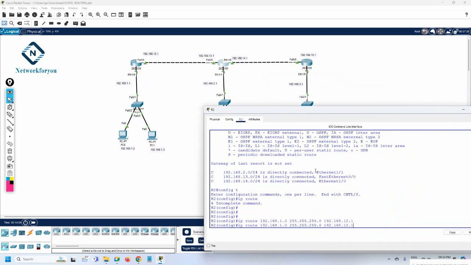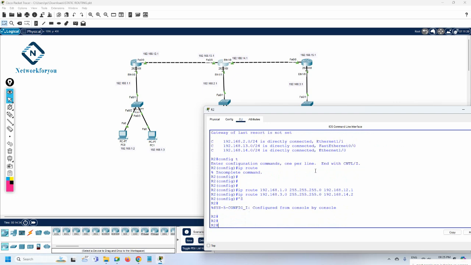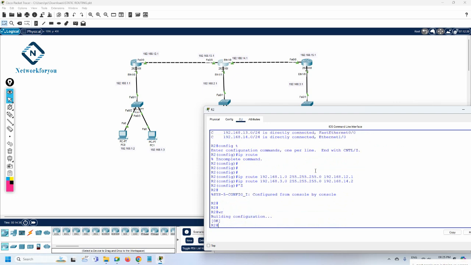So we need to write the network ID. Let me write IP route, 3.0, 255.255.255.0. The next hop will be 192.168.14.2. Okay, correct, or any confusion? Sorry, here, no, you should take the same subnet.